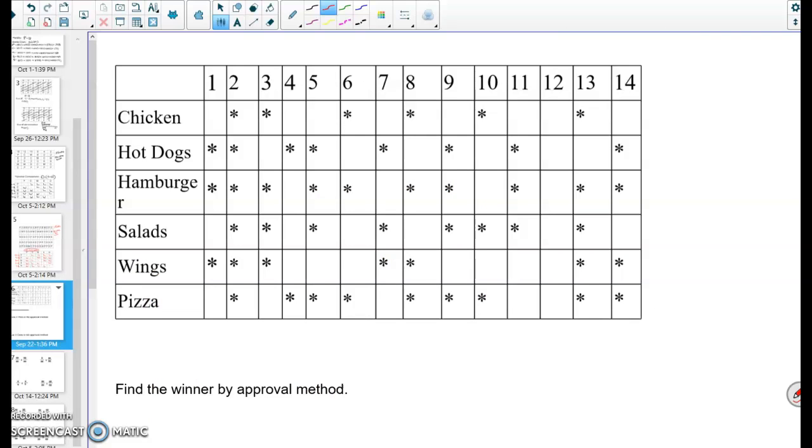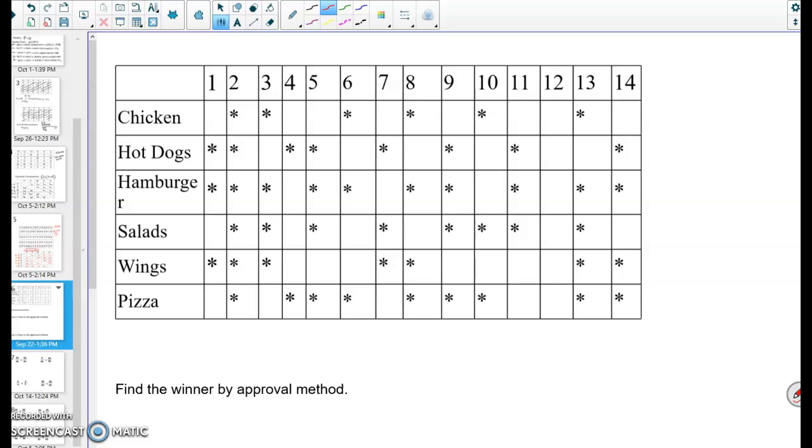Alright, for our approval method, basically everyone can vote for as many of the options or as few of the options as they want. In fact, you literally can vote for every option like person 2 did, and you can literally vote for no option like person 12 did. Okay, you do have that option. The most powerful vote, though, is the person who just votes for one thing.